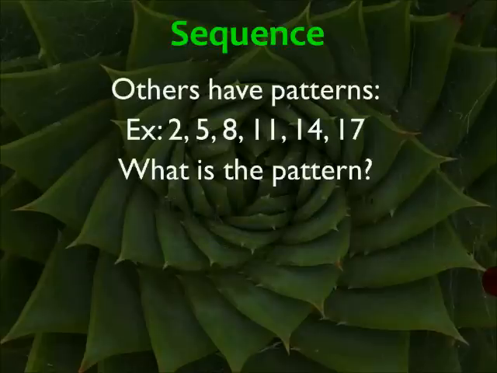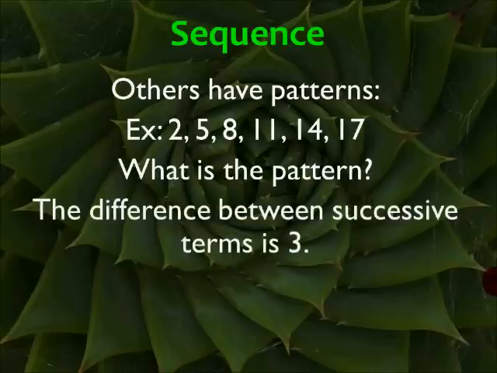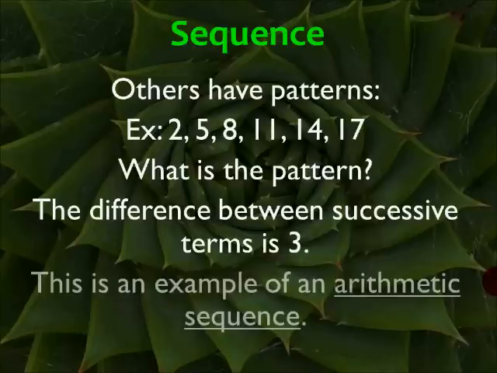Others have patterns. So if you take a look at this sequence, 2, 5, 8, 11, 14, and 17, what is the pattern? Well, hopefully you'll see that the difference between successive or consecutive terms is 3. So that's the pattern. This is what we call an arithmetic sequence. An arithmetic sequence, which we're going to describe in greater detail now.